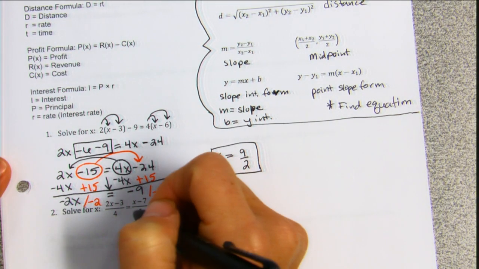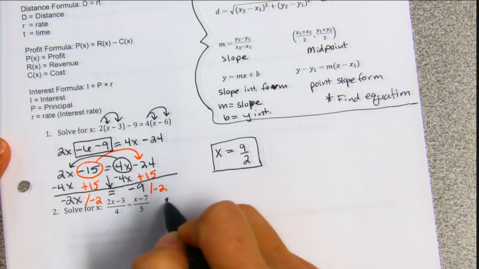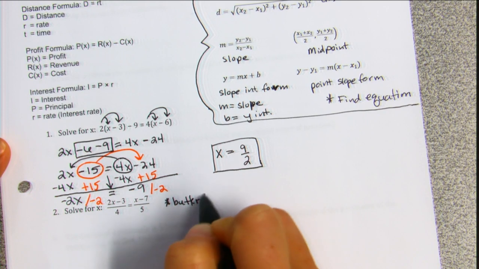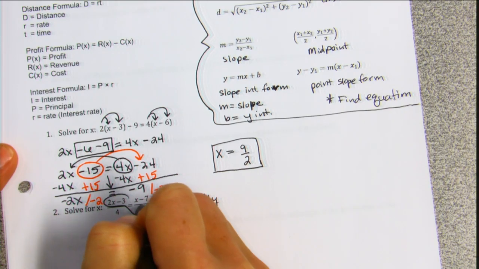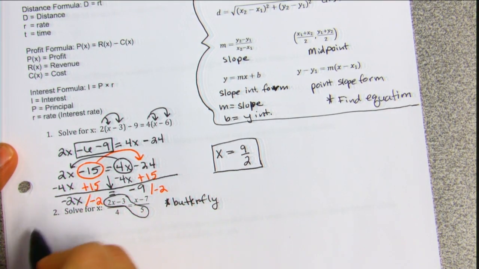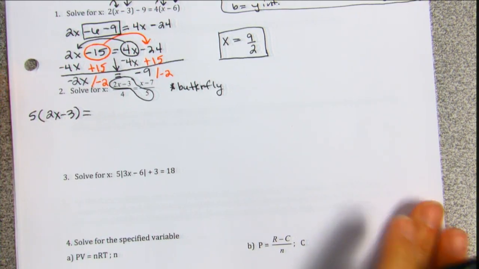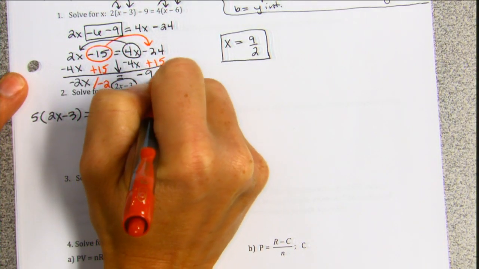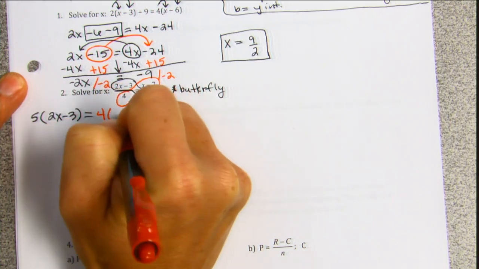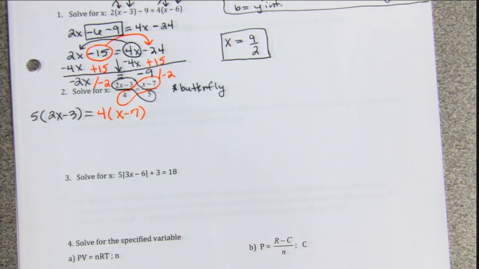Since it's a fraction equaling a fraction, remember that shortcut of butterfly? We could simply butterfly this one for our first step. So we could say I'm taking, and I like to put the number that's by itself first, 5 times 2x minus 3 equals the other, basically like cross multiplication, 4 times x minus 7. But you need to make sure you have an equal sign between both of those.